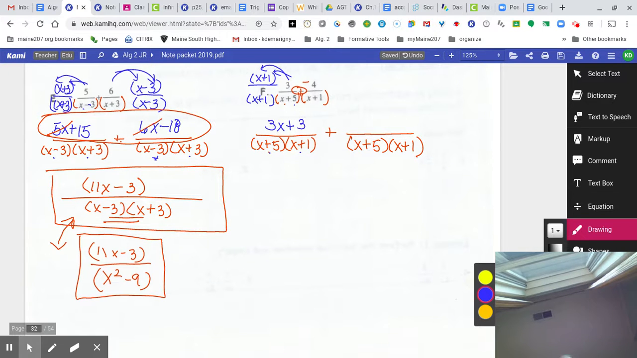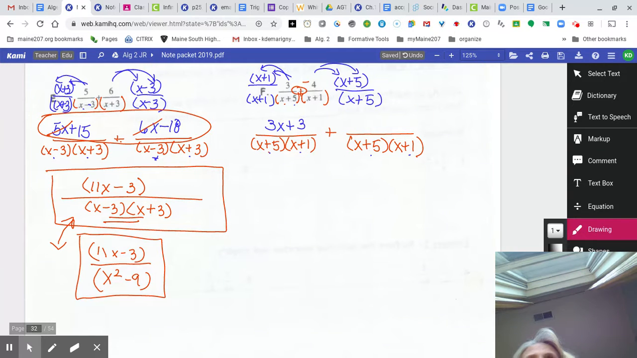And then I'll move over to the next fraction. I have the x plus 1, but I need the x plus 5. So what I multiplied by was x plus 5 over x plus 5. Now remember that this was subtraction, so I changed it to plus a negative. And now I'm going to distribute the negative 4 to both terms, and that's going to keep me from making a simple mistake. So negative 4 times x is negative 4x, and negative 4 times positive 5 is a negative 20.